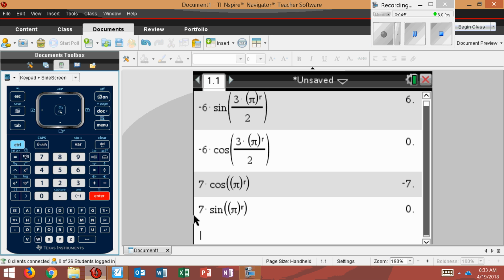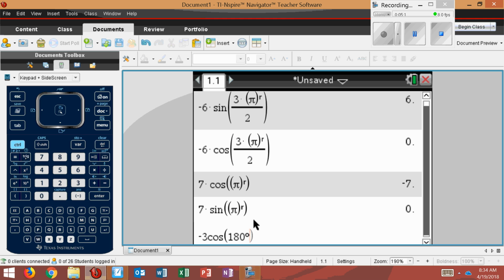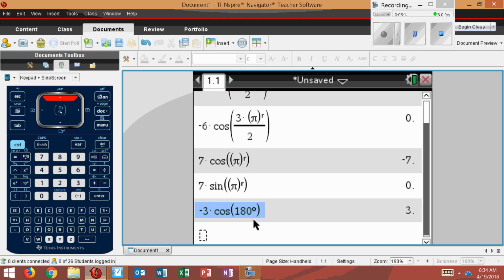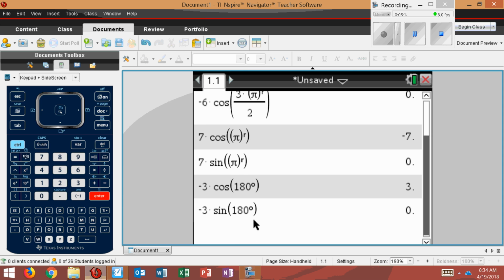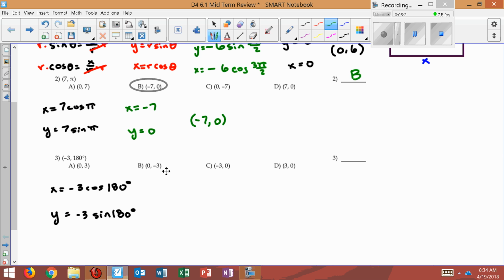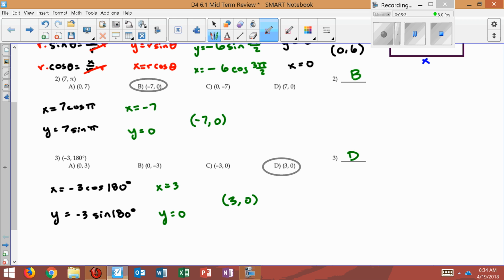So this time I'll have -3 cosine of 180 degrees. And the degree button's down here with the pi. And so the value is 3. And now I do the sine, the same thing, and 0. So I get x equals 3, y equals 0, which means my point will be 3, 0. That looks like the answer is D. So that's that way of using the calculator.